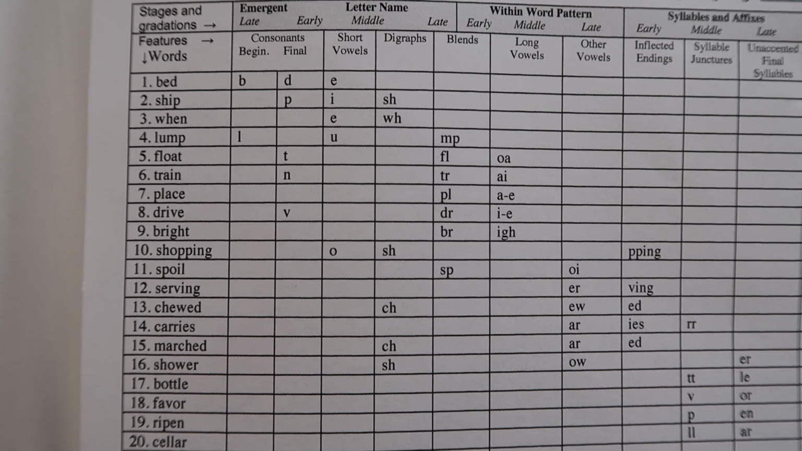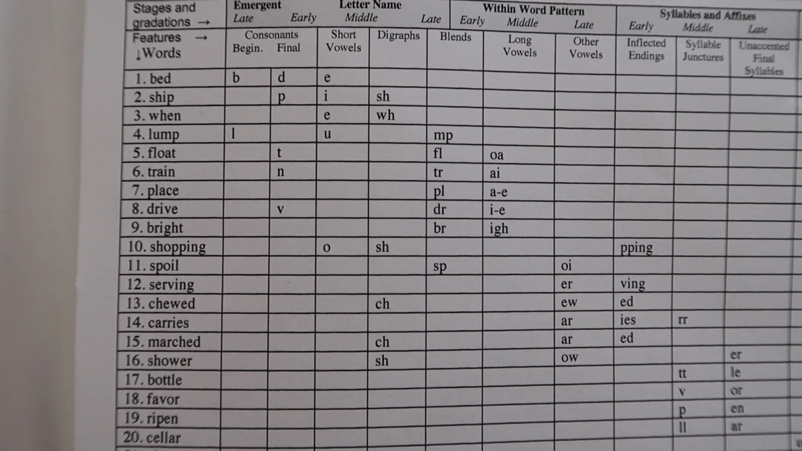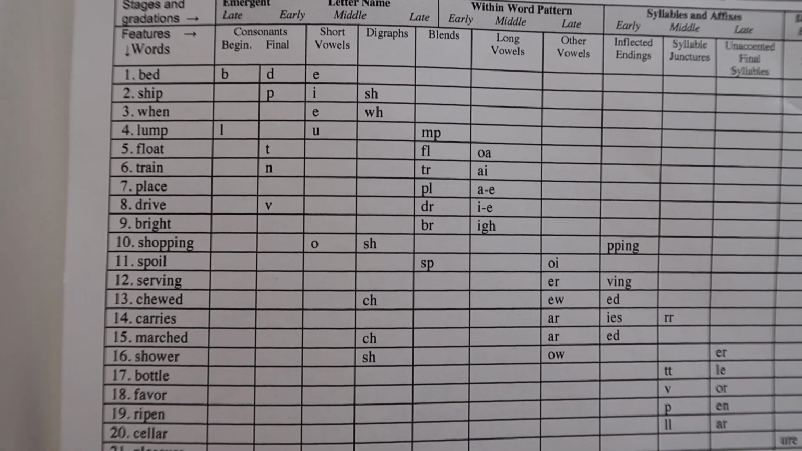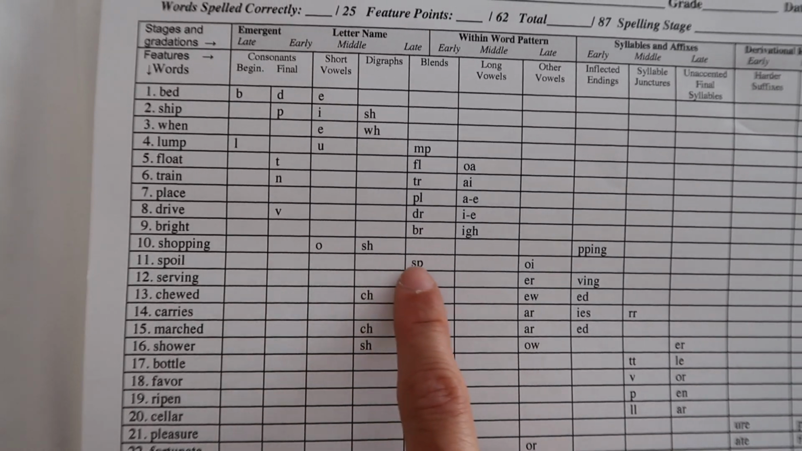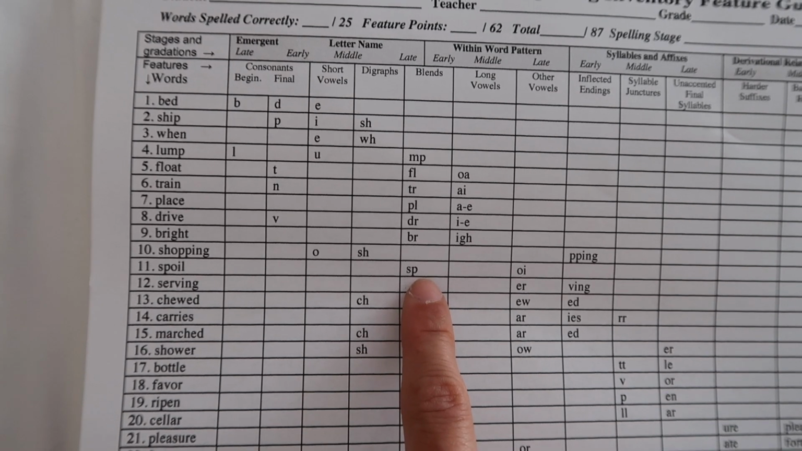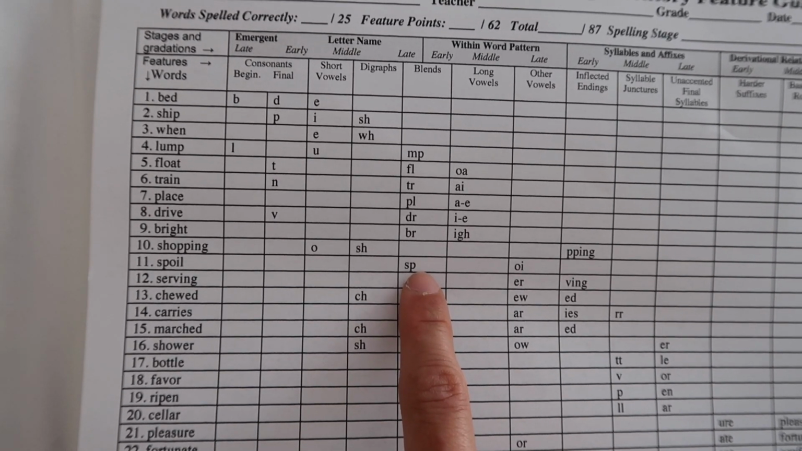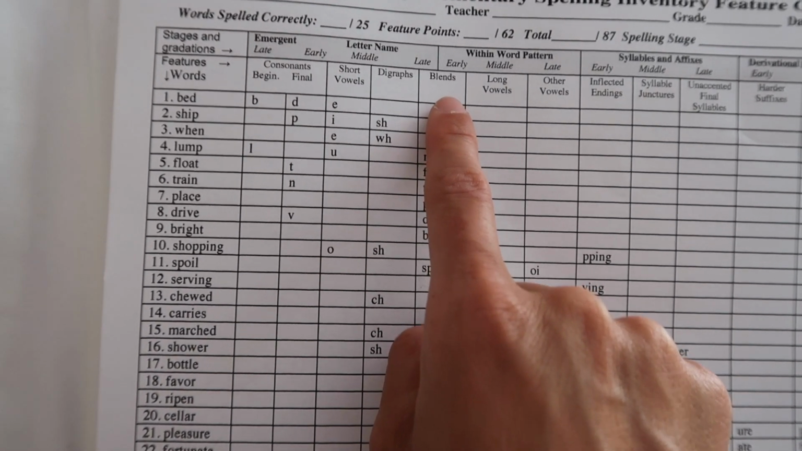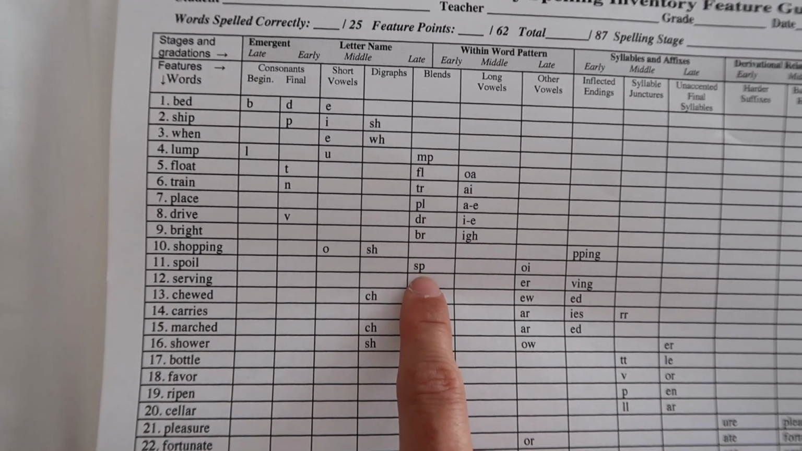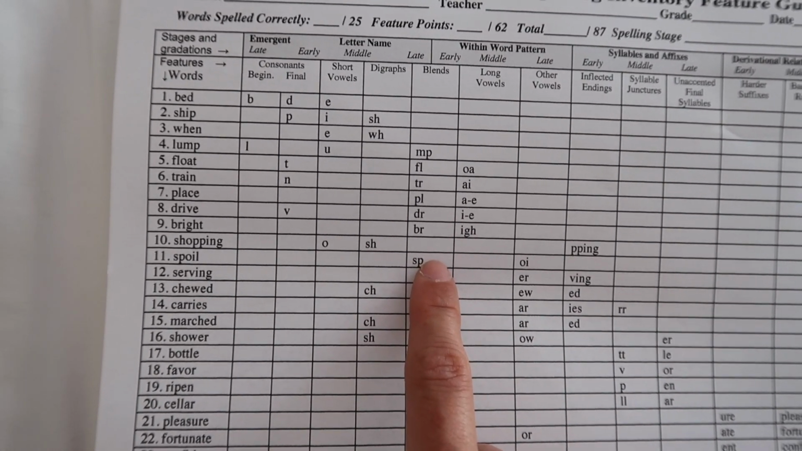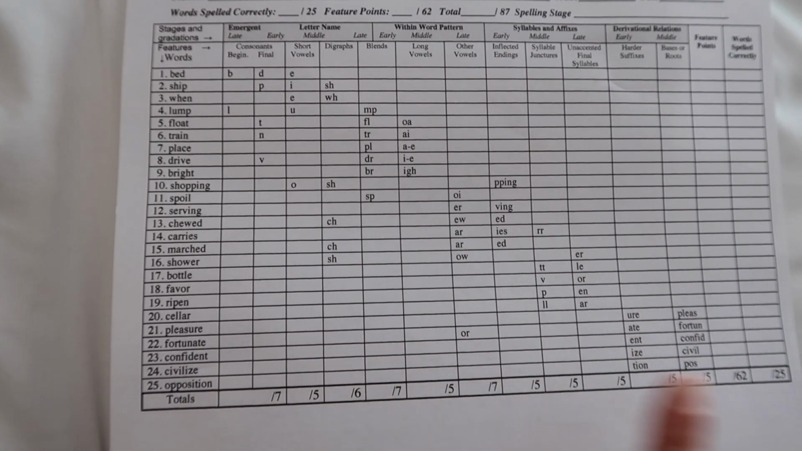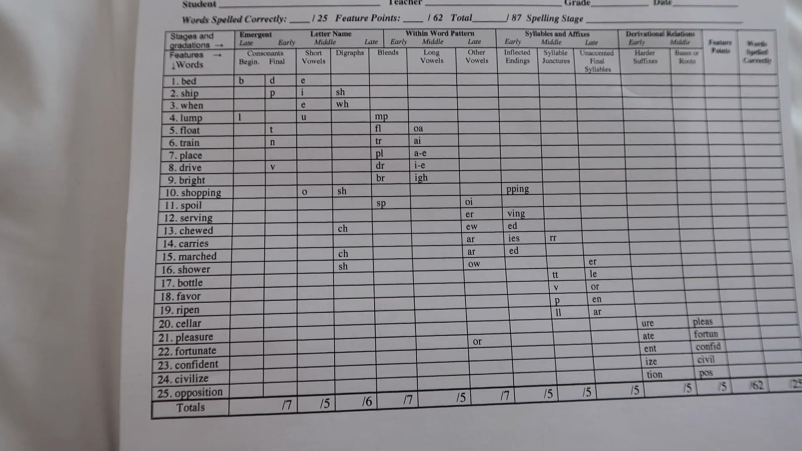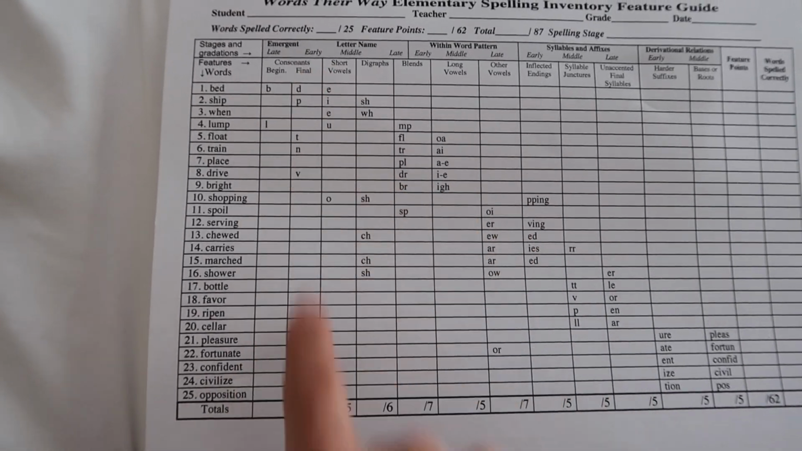Same thing, like if you got down to, let's see, what's one that doesn't have all of them? Spoil, number 11. So if you scroll over, you can see that each part of the word is put under a different spelling pattern. For example, SP is a blend. So if they did not put SP, then you would highlight that one, because that shows that they need help with blends. Go through, grade the whole thing, mark all of the words that they got wrong, and then you're gonna start tallying it up.